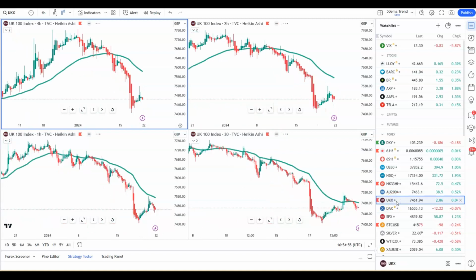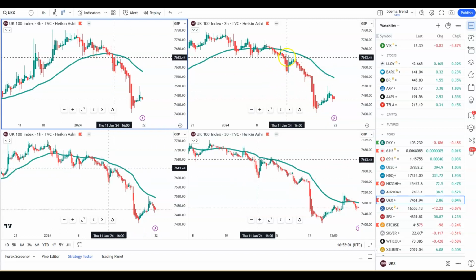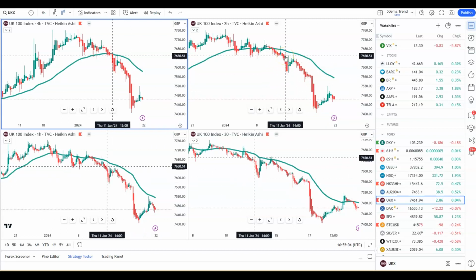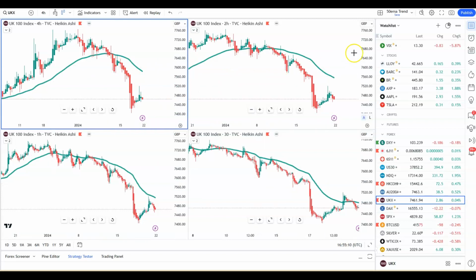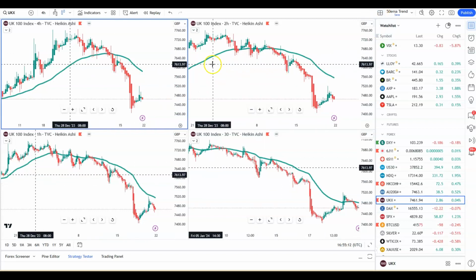Let's have a look at the FTSE 100. As I mentioned, parabolic to the downside. So there's your entry there. As you can see, all charts agree. So that's a fantastic way to do it. Now in order to do it, all you need to do is bring up one chart. I'll show you how to do this.